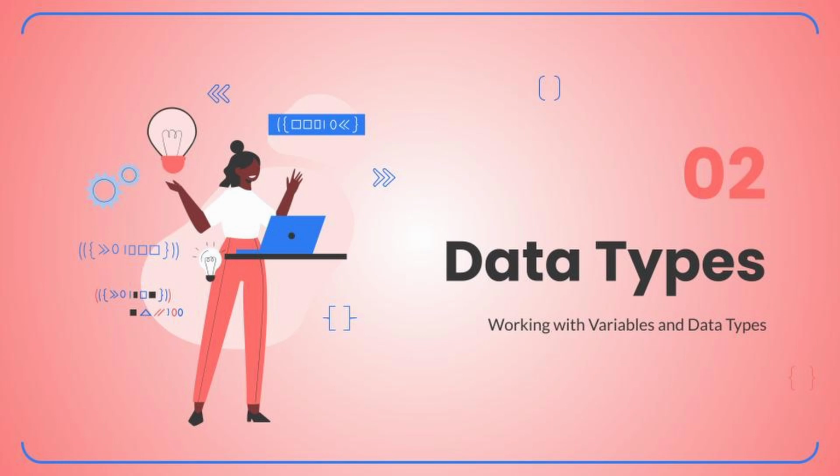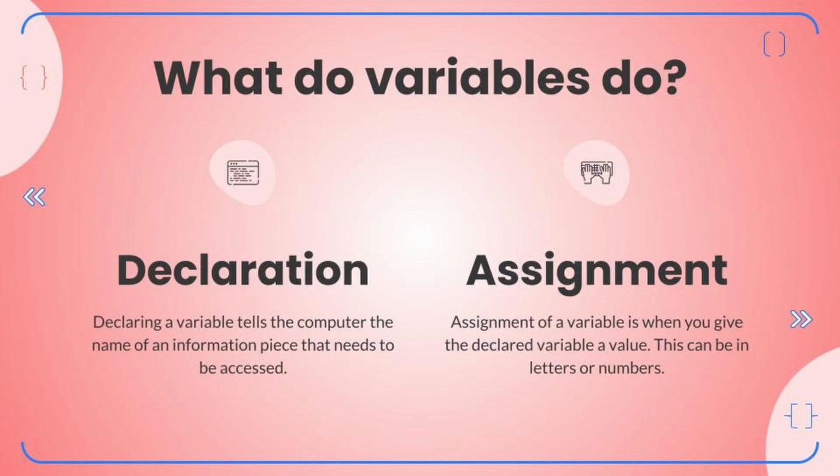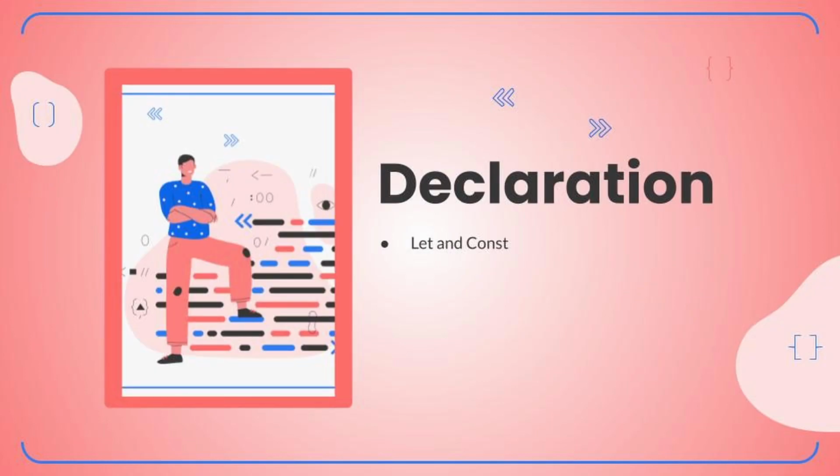Today we're diving into a fundamental concept in programming: variables. Think of variables as containers or placeholders that allow us to store and manipulate data in our programs. So there are three major things variables do, which are declaration and assignment. So what are variables? In JavaScript, we declare variables using let and const, two keywords. Let's use let for our examples.